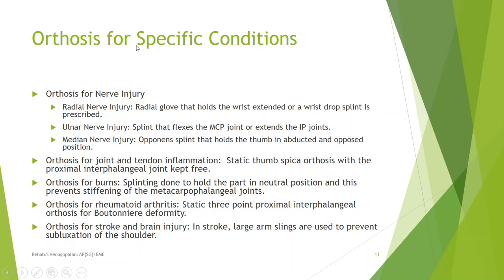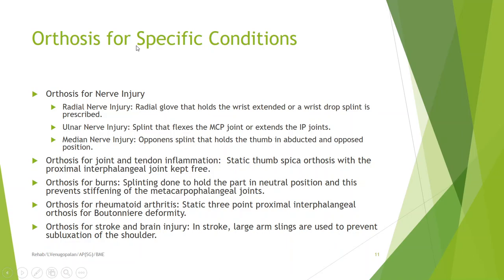So radial nerve basically controls your thumb, right? And opposition and adduction of the thumb can be controlled using radial nerve. And radial glove is used to hold the wrist extended, or wrist drop splint is also prescribed if there is a radial nerve injury. And then you have ulnar nerve, which causes flexion of your metacarpal joints, right? That is the joints around your knuckle. So it holds the finger straight.